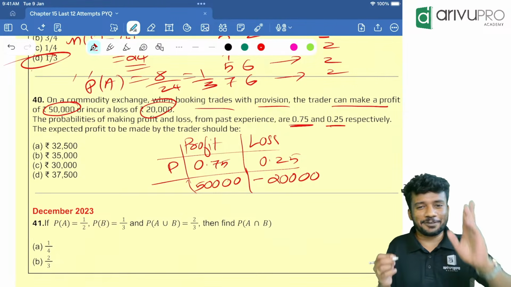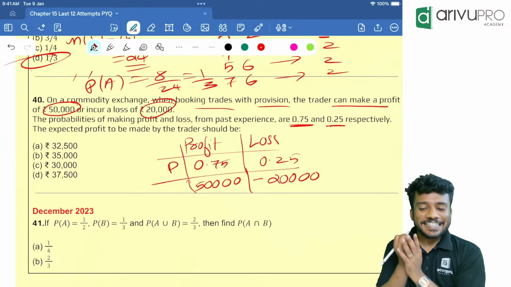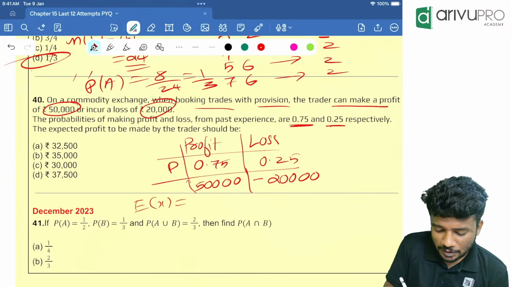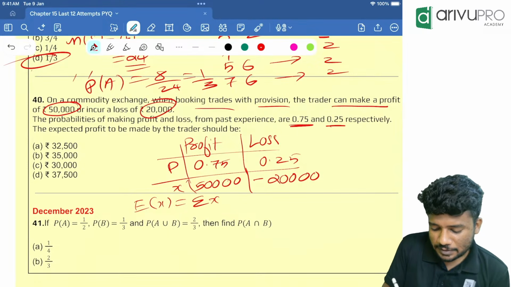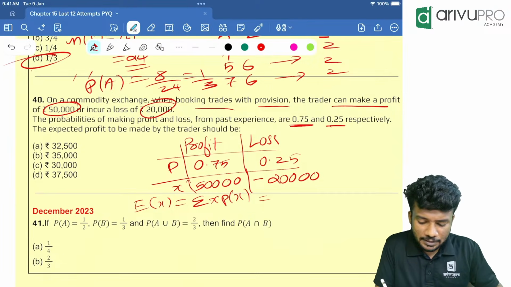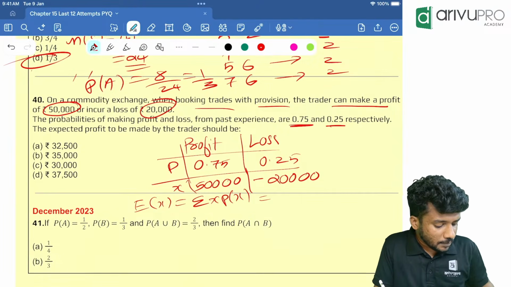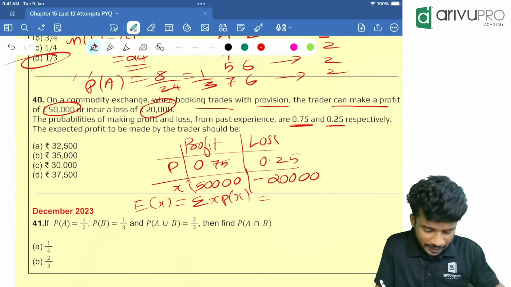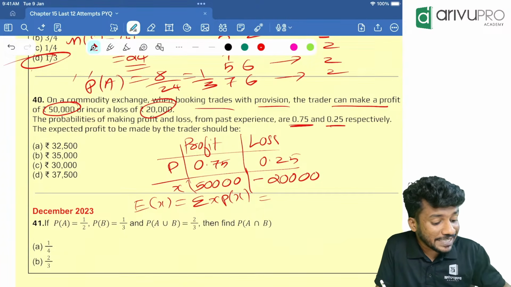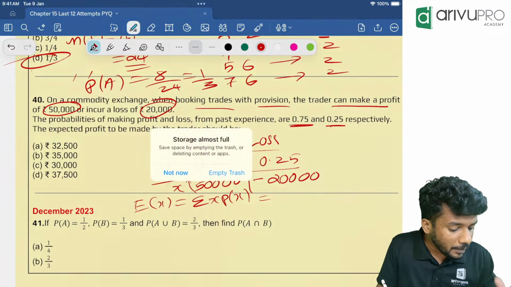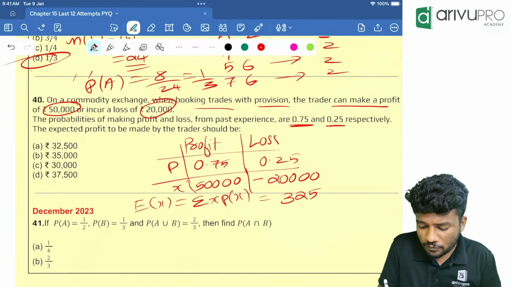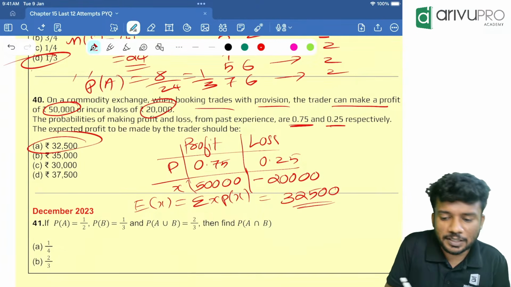Now, how to find it? The expected value E of X is nothing but sigma X into P of X. Take your calculator, clear the memory, 50,000 into 0.75 M plus, then 20,000 into 0.25 M minus, then click MRC. How much are you getting? You are getting 32,500 as the answer. Option E is the answer.